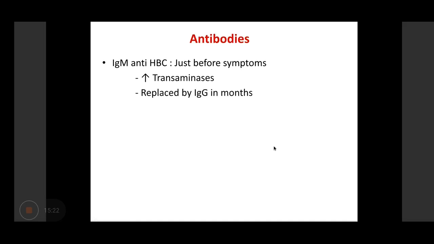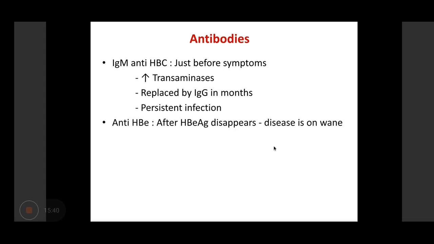The antibodies: the antibody against hepatitis B core appears also just before the symptoms and corroborates with increased transaminases. IgM is replaced by IgG within months, but if it is present, then it indicates persistent infection. Anti-hepatitis BE antigen, this disappears, and after it disappears, it indicates that the disease is on the way out. So the disease is now in the recovery phase.